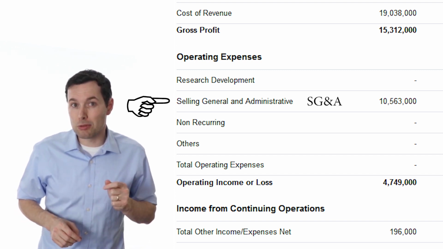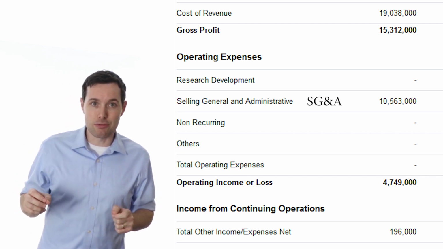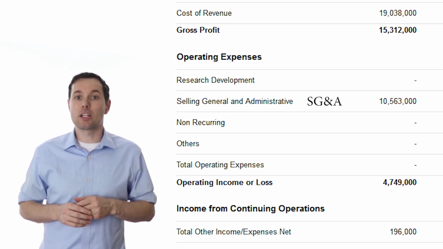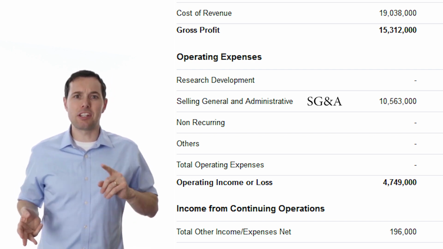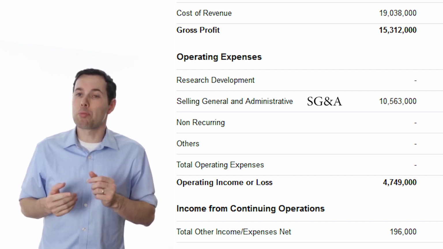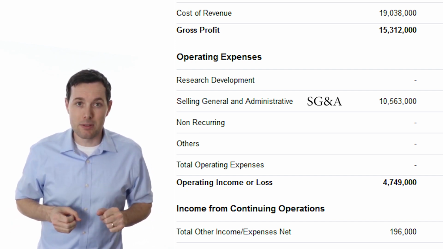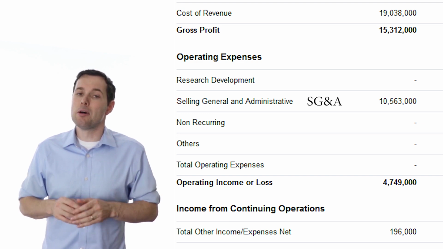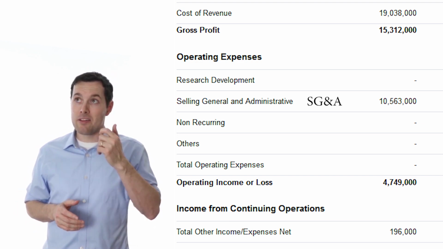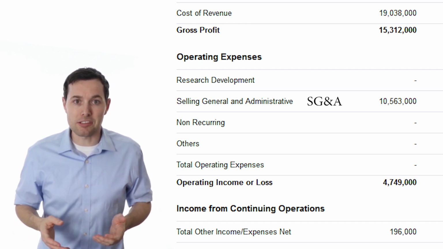SG&A are expenses related both directly and indirectly to administrative costs. Administrative costs include rent, buildings, insurance, salaries, people not tied to sales. Think of corporate headquarters and things like that. Selling is marketing, advertising, sponsorships on things like the Olympics or professional athletes.